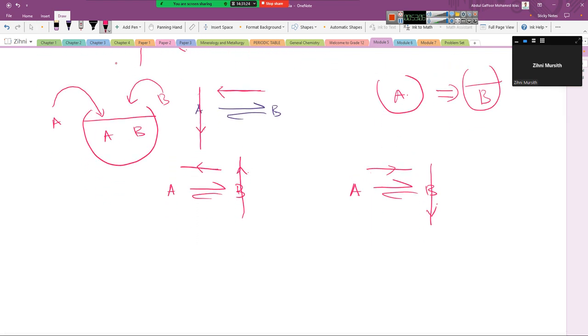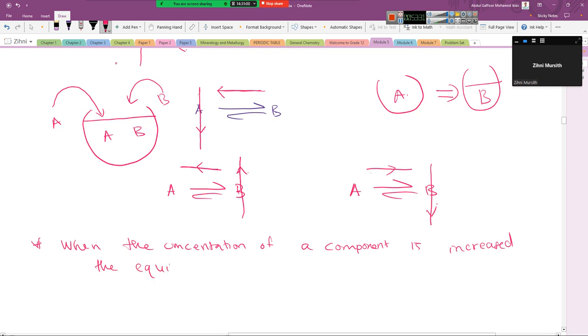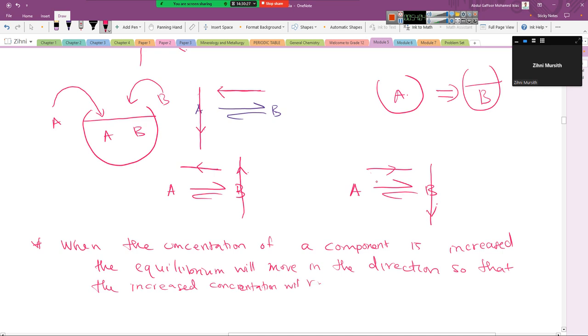So you can write: according to Le Chatelier's principle, when the concentration of a component is increased, the equilibrium will move in the direction so that the increased concentration will reduce. Can you understand that?